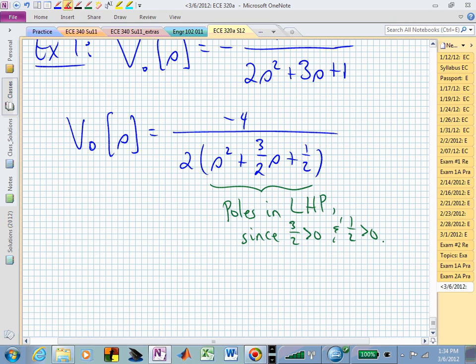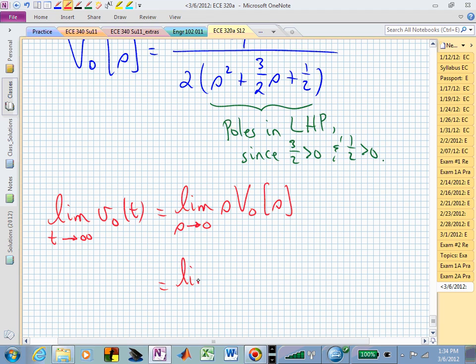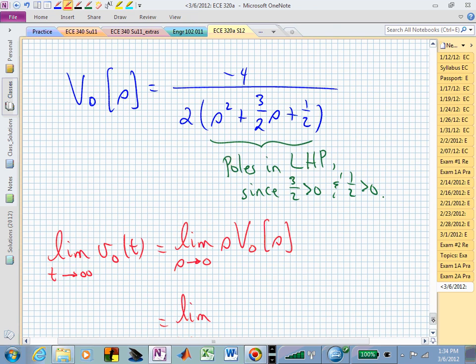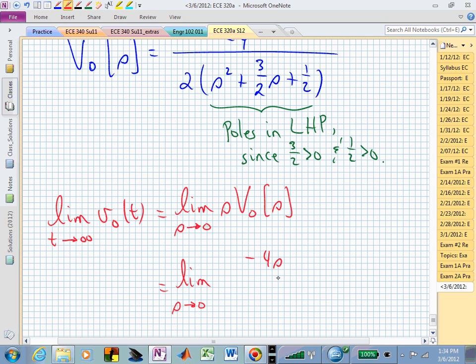Now we can figure out what the time domain behavior of this voltage is going to do as t marches off to infinity. We can now say that we're looking at the limit as s goes to 0 of s V naught of s. And what does that look like? We now need to multiply or scale this expression by s. If we do that, we now have minus 4s over 2s squared plus 3 halves s plus 1 half.